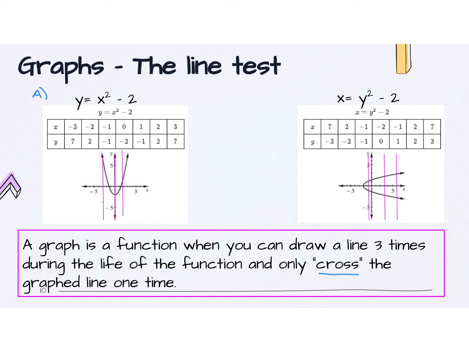When we're taking a look at these purple lines here, you can see that as we draw our lines and we come straight down, we are only crossing the graph 1 time, 1 unique time. Right here, and right here. Meaning for each input, there's 1 unique output.